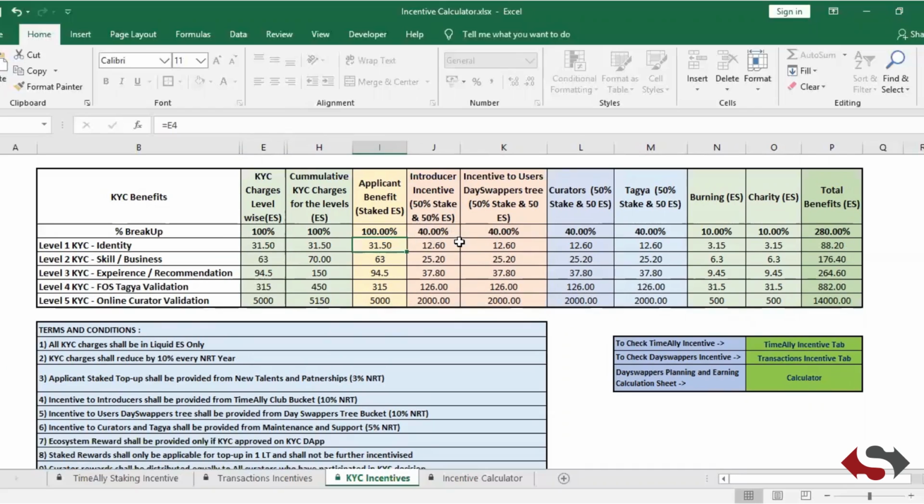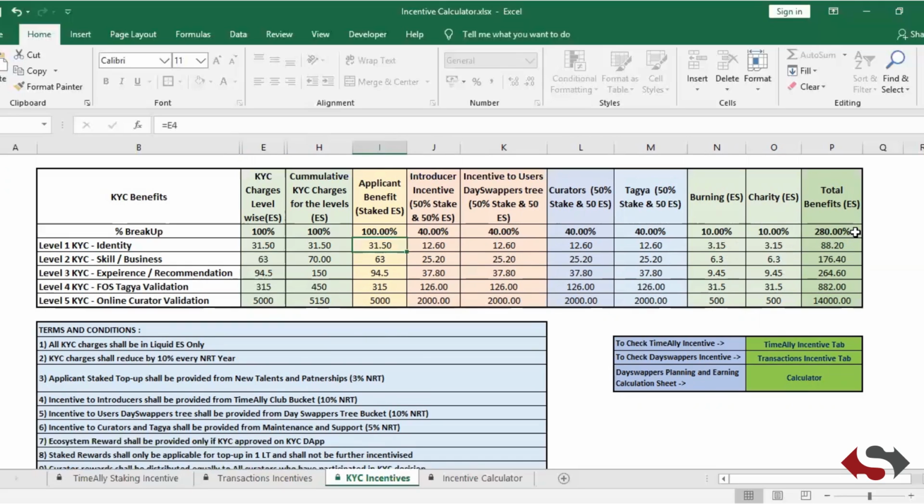40% of this charge, and that also 50% in stake, 50% in liquid. The Decentralized tree also shall be getting 40% of the charge, out of it 20% in stake, 20% in liquid. The curator will also be getting 40% of the charge, 20% in stake, 20% in liquid. The Tagya, the physical verifier, shall also be getting 40%, 20% in liquid, and 20% in stake. 20% of the tokens we shall be burning of every KYC: 10% burning and 10% will be charity. So in total we are giving a benefit of 280%.